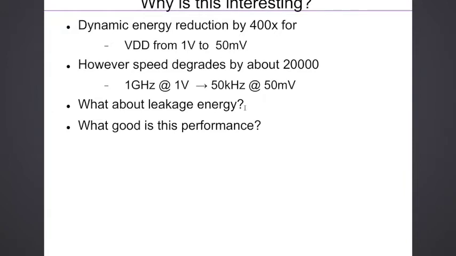So it doesn't necessarily mean that just because you can operate down to 50 millivolts, you should run it at 50 millivolts. It's just saying you can make things run at 50 millivolts, but it might not necessarily be the right thing to do from an energy perspective. Finally, this performance is such a low performance. Is it really useful? 50 kilohertz, is it interesting? What to do?